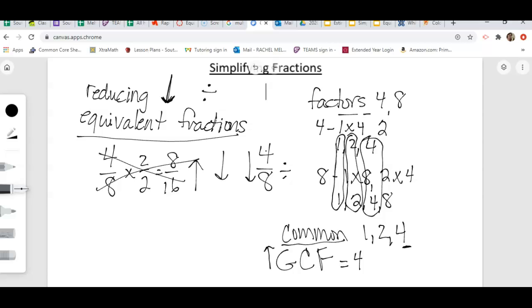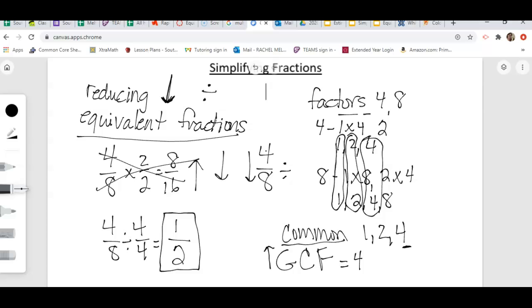So that means that I'll do it over here. I can simplify this by dividing by 4. 4 divided by 4 is 1, and 8 divided by 4 is 2. So the simplest fraction here, the simplifying, is 1/2.